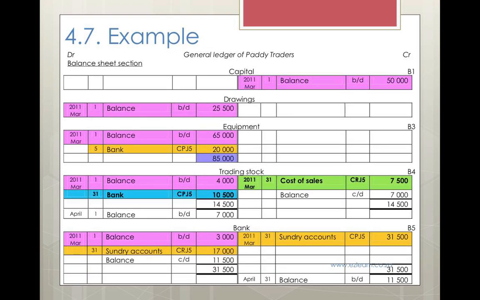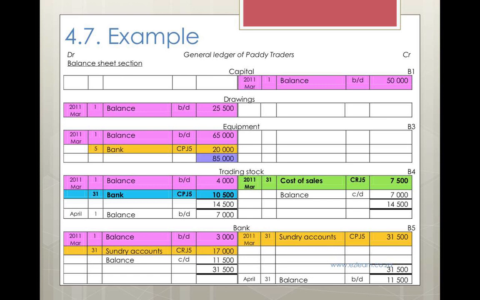If you have a look at all your general ledger accounts now, you will simply need to balance the accounts that have got more than one transaction in. Capital and drawings have only one entry, so there's nothing you need to do. Equipment has entries only on one side, so you will need to do a subtotal. In other words, put a single line above and then work out the amounts. Do not underline this amount of 85,000, as next month you will carry on working underneath it.